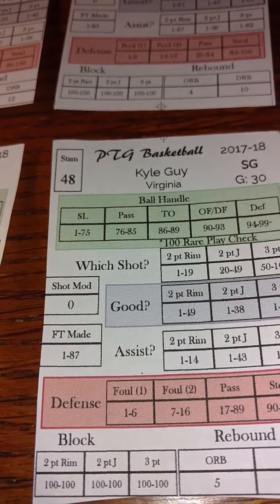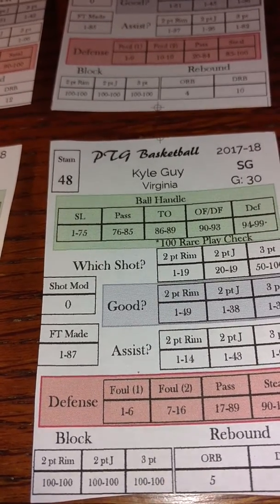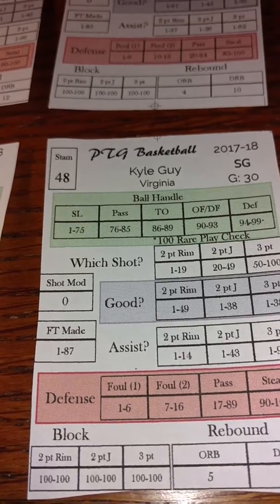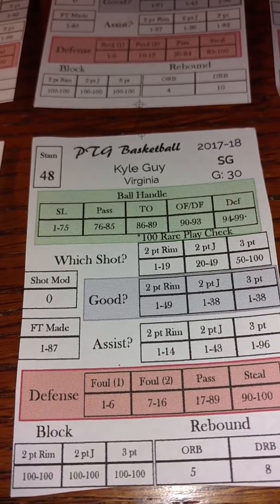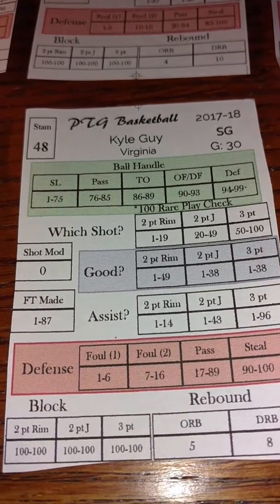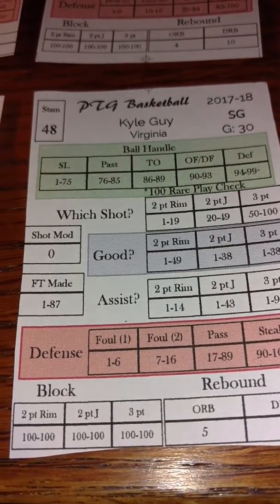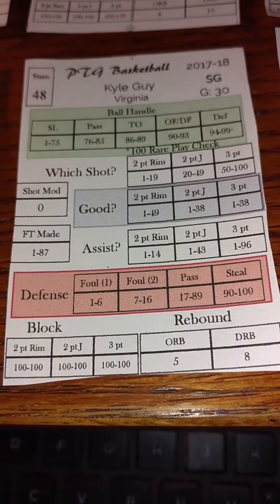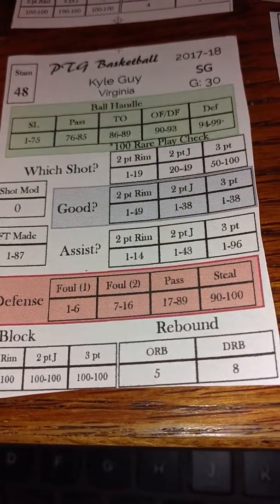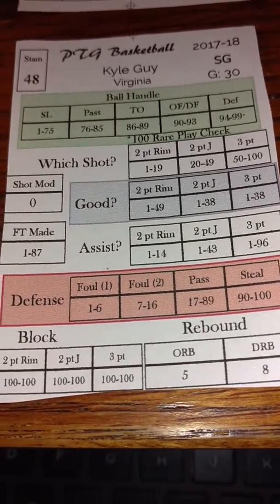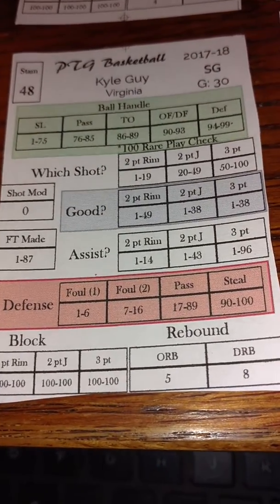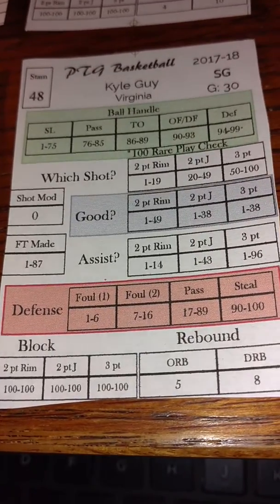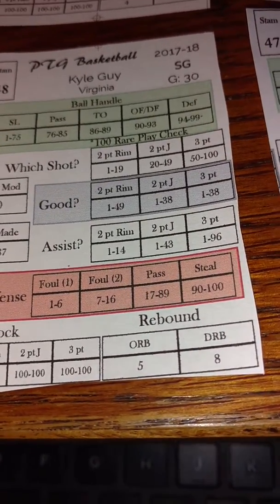To the left is the shot modifier, which is a 2-point jumper or a 3-pointer modifier to the range of the opposing shooter. FT made is free throw made. Below that is the defensive range in red. Foul 1, a foul 2, a pass, or did you steal it? To the left is the block, and then to the right is the rebound.